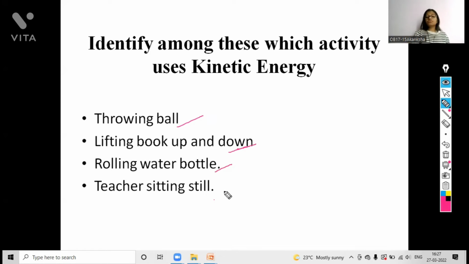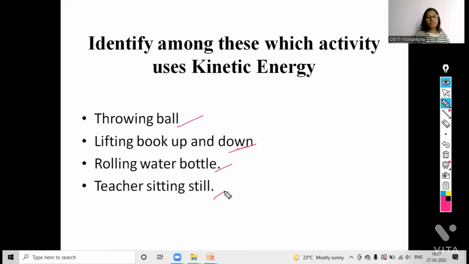Now coming to the fourth point. Teacher sitting still. So now I am teaching you. I am a teacher, and if I sit still without doing any work, I'm not in any kind of motion. I'm just sitting at a single place, and if I am just reading this slide in my mind, not even with my mouth, do you see any kind of motion?